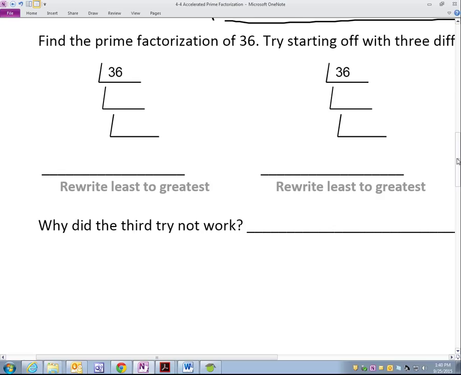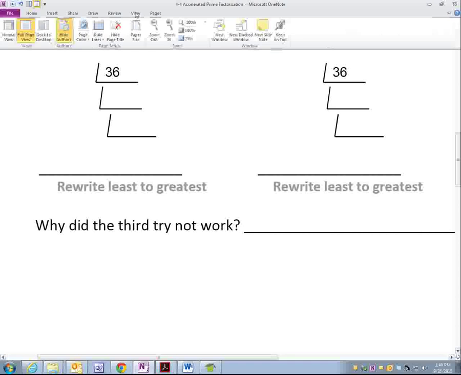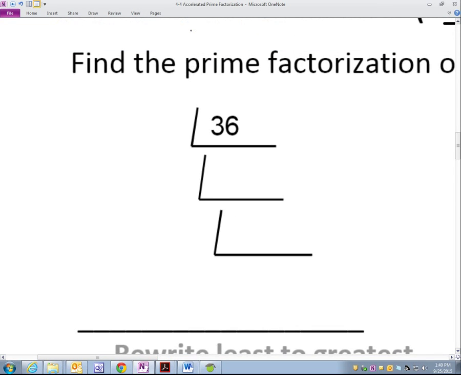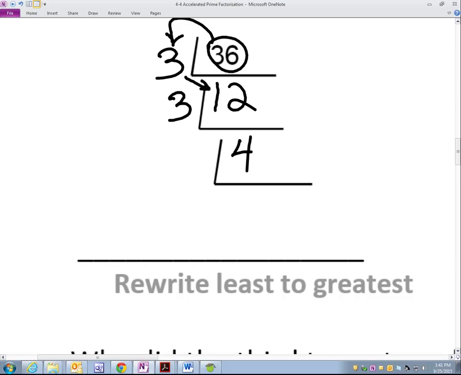Find the prime factorization of 36. Start off with different factor pairs. So this is the upside down. We have 12. You want to use 12? Yeah. So 3 and 12. So we got 12, 3 and 4. What I'm doing is this number divided by that becomes this. It's also known as upside down division.